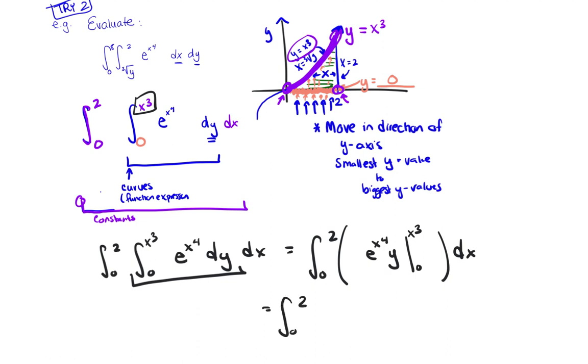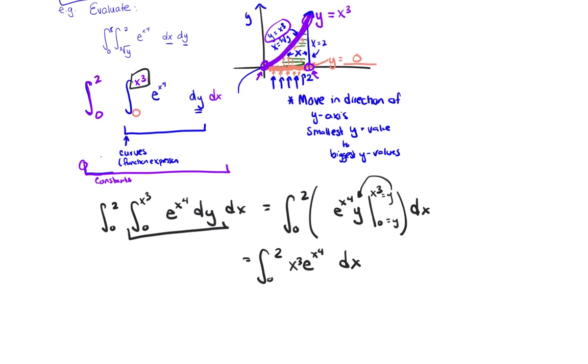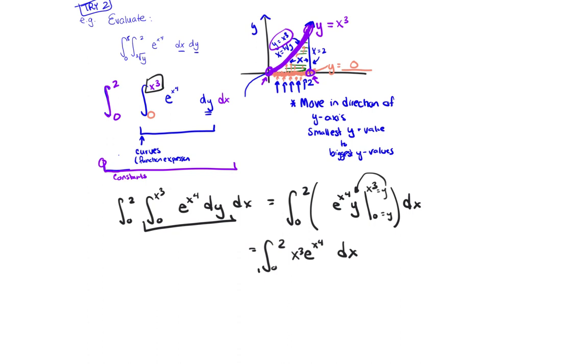X cubed, great. All right, back up to it. 0 to 2, these are my y bounds, remember? So I plug it in for y. So I end up with x cubed e to the x to the 4th minus 0. And now I'm really in great shape because I still have to integrate with respect to x here, but I've got this extra x cubed out front. So that's going to allow me to do the substitution that I need to do to integrate e to the x to the 4th. So I'll let my u be x to the 4th.